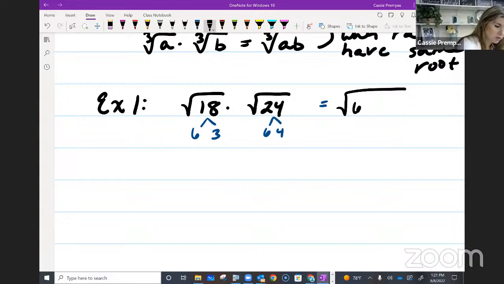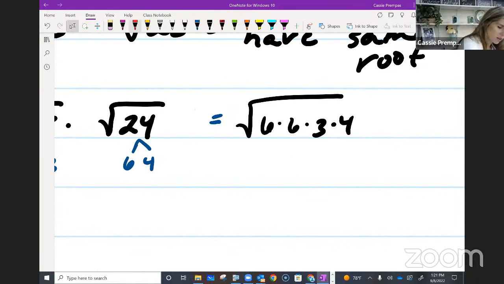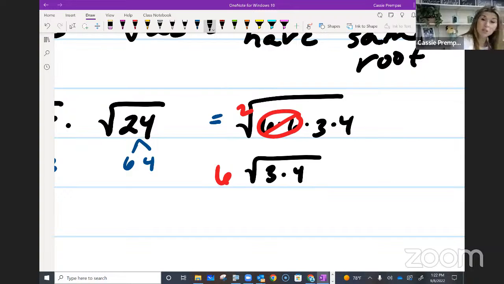18 is 6 times 3. 24 is 6 times 4. And if I look at 4, I could break that down also. Multiplication's commutative, so I can switch these guys. I'll call this 6 and 3. And if you're using the prime factor method, remember when you have two of the same number, you can say that's a perfect square, take it outside of the radical. If you're more of a perfect squares person, you might have seen the perfect square 36 and you might have seen the perfect square 4.